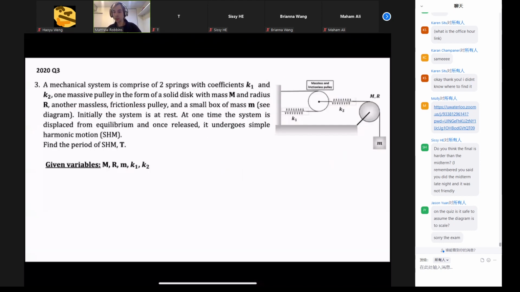Yeah. So then, on the quiz, is it safe to assume the diagram is to scale? Yeah, I'd say that's a safe assumption.